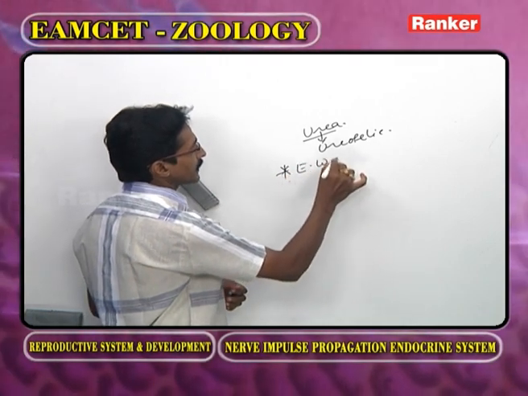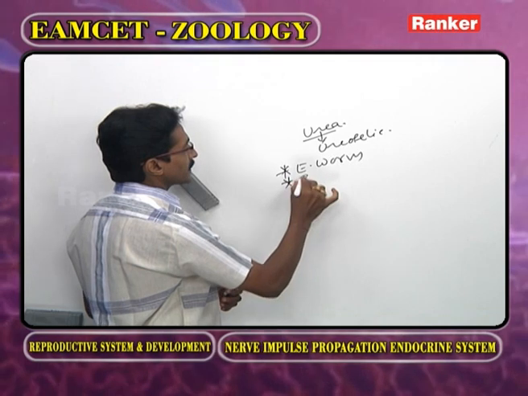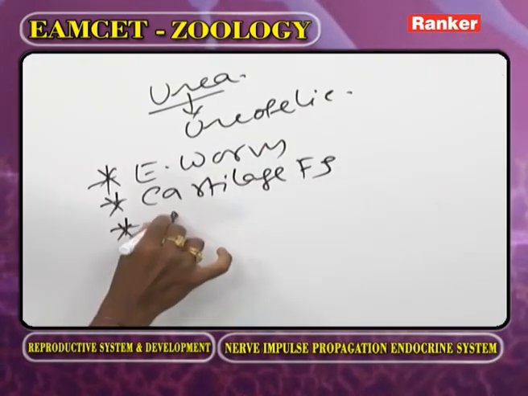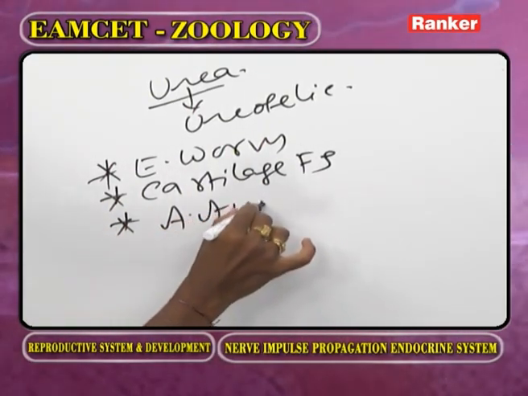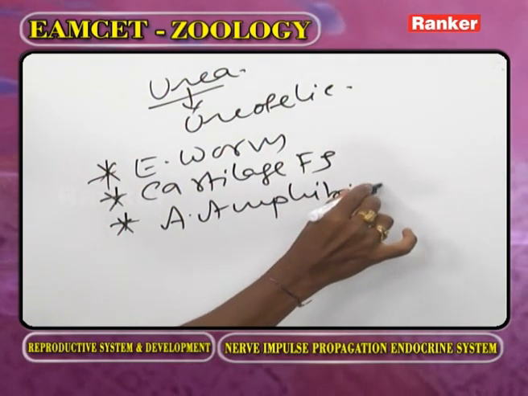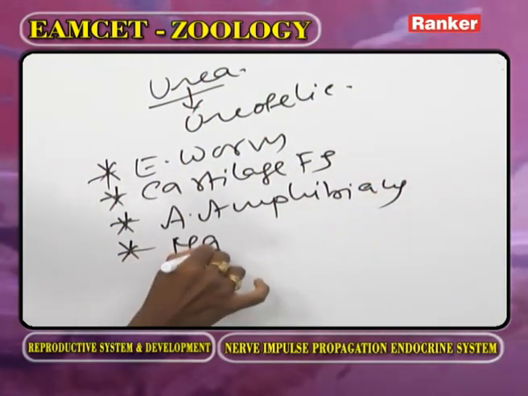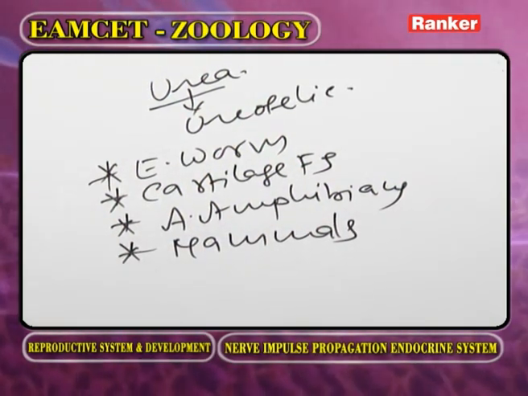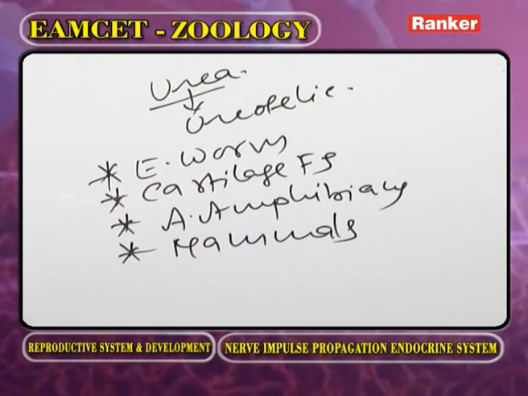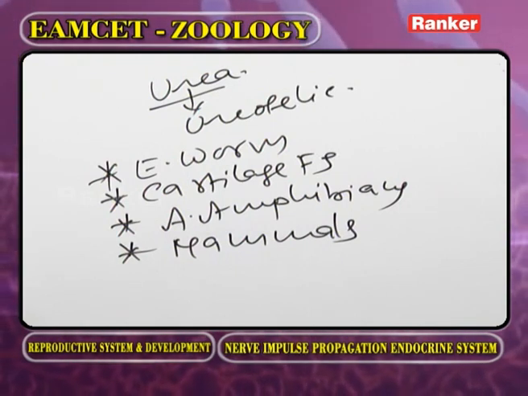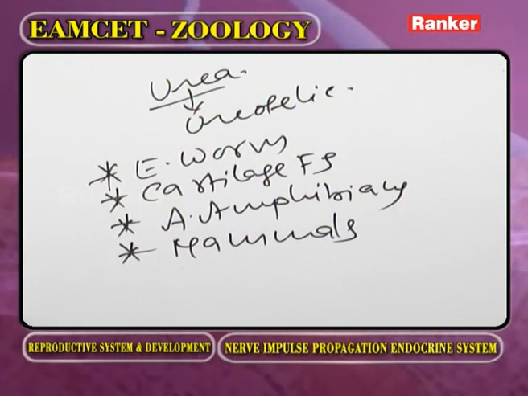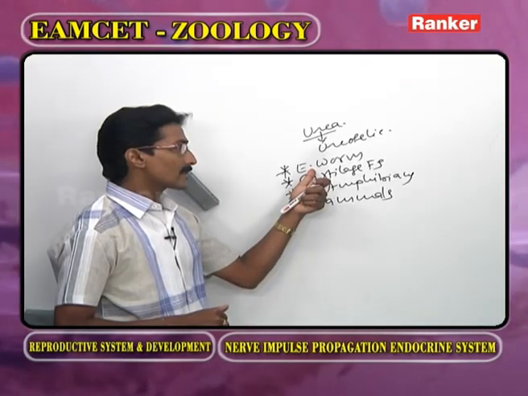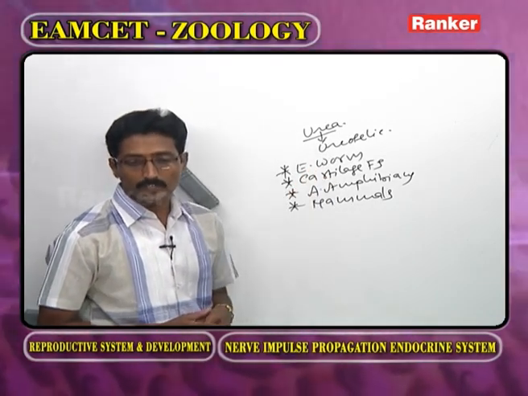One example is the earthworm, the second one is cartilaginous fishes, the third one is adult amphibians, and the last example is all mammals. All these animals excrete urea. Among the given examples: elasmobranchii or cartilaginous fishes, adult amphibians, all mammals, and earthworm. Now go for the next question.